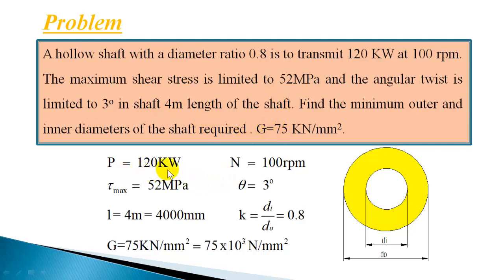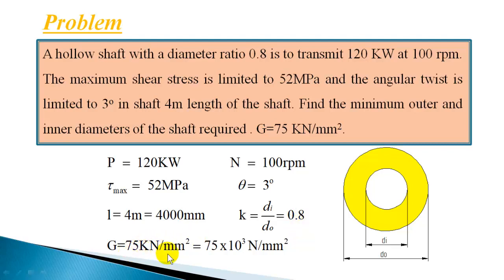Given data is P is 120 kilowatt, N is 100 rpm, tau max is 52 megapascal, theta is 3 degree in a shaft length of 4 meter or 4000 mm. Diameter ratio is taken as K, which is 0.8. It should be di by d naught. It cannot be d naught by di, because d naught by di would be greater than 1. So any diameter ratio less than 1 is di by d naught.